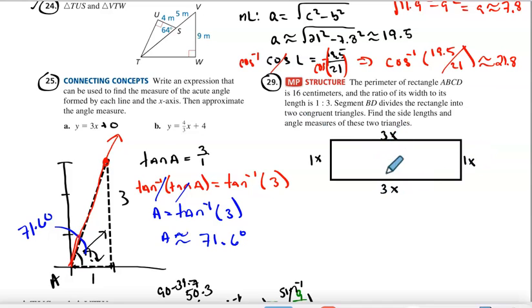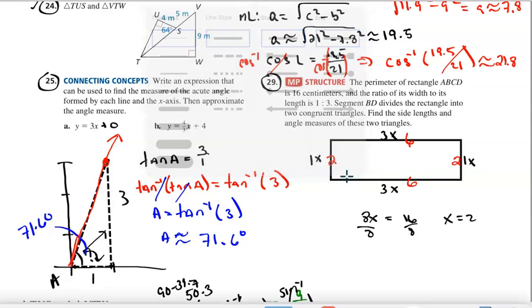So altogether I got 3x, 6x, 7x, 8x. So if I add those all up, I get 8x equals 16, the perimeter, right? So you just add these all up to get the perimeter. Divide by 8, and you get x is equal to 2. So that means this is 2, this is 2, this is 6, this is 6. Okay, cool. Then, what else we got here?